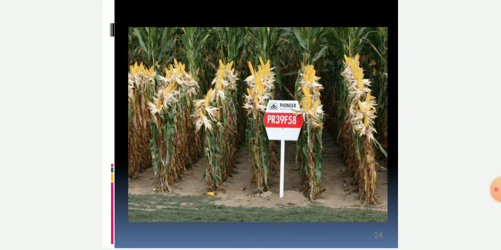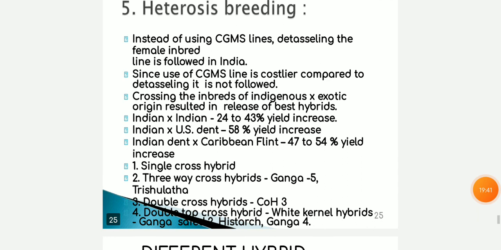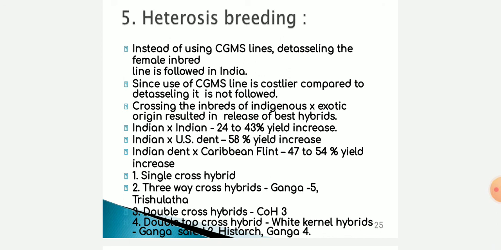Heterosis breeding. CGMS means cytoplasmic genetic male sterile lines. Detasseling of the female inbred lines is followed in India, since the use of CGMS lines is costlier compared to detasseling, so it is not followed.